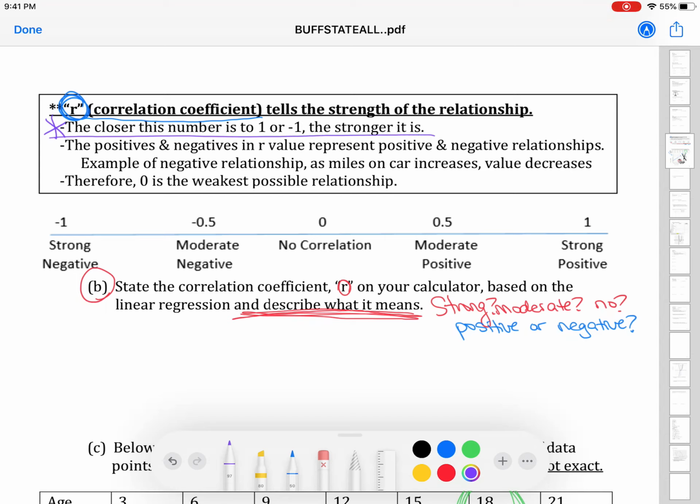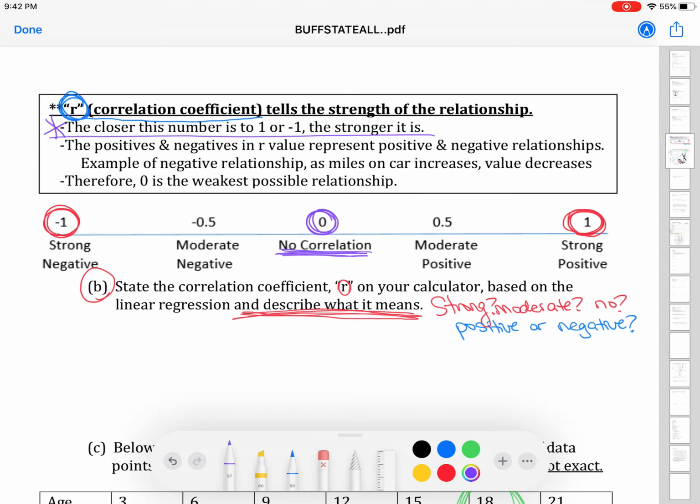Okay, so the R value, this whole thing that I started right here, is the most important part. The closer this R value is to 1 or -1, the stronger it is. Okay, so you're not going to have a number outside of that range. -1 is going to be your lowest, and +1 is going to be your highest. You're never going to have a correlation coefficient of like 2 or -5. It's always going to be within that range of -1 to +1. Okay, the furthest you can be from -1 and +1 is 0. That's why it's right in the middle there.